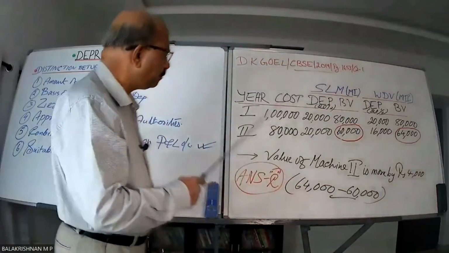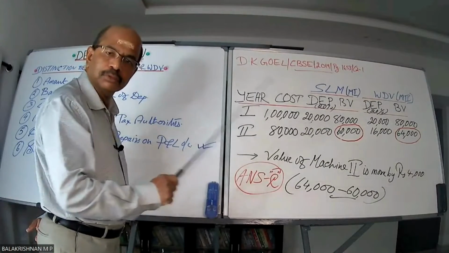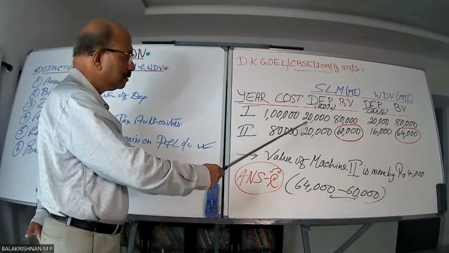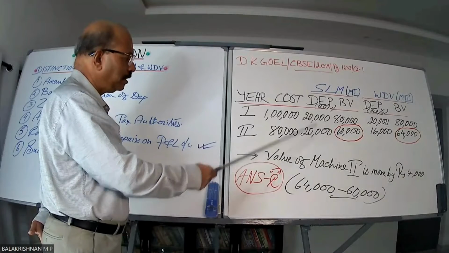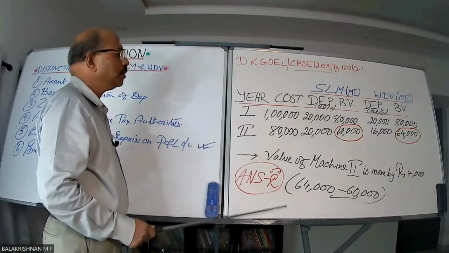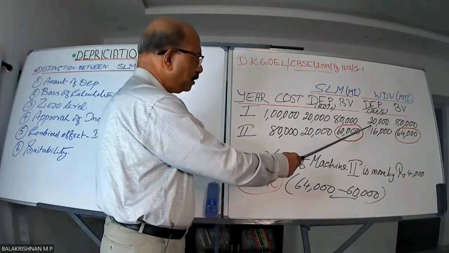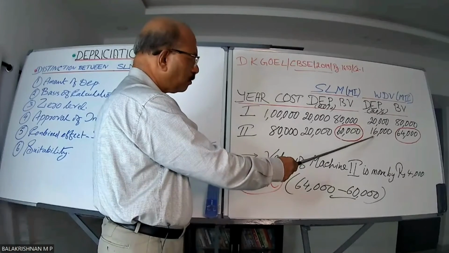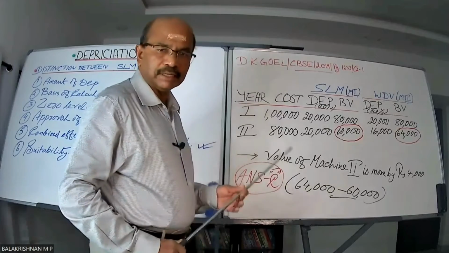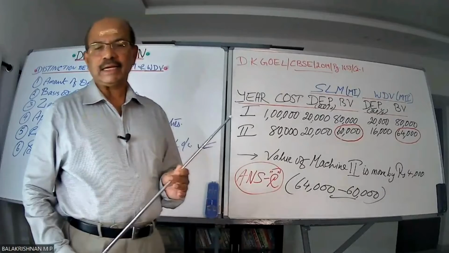Let us verify it here. Under SLM, the first year and second year are both 20,000, so it is the same every year, an equal amount every year. The third year also would have been 20,000 only. Whereas under WDV, the first year is 20,000 and it decreased to 16,000 the next year. It will decrease further in the third year and so on.